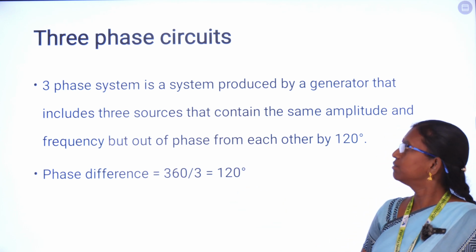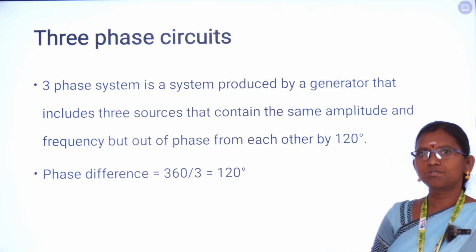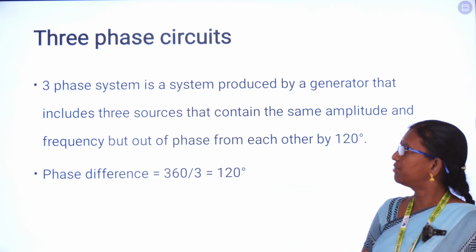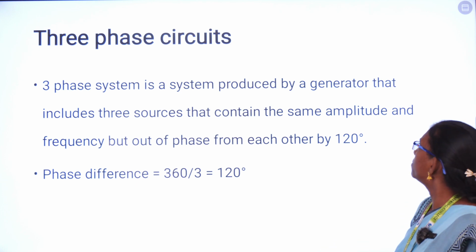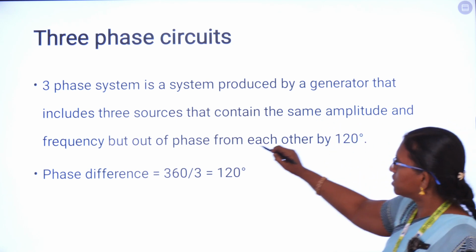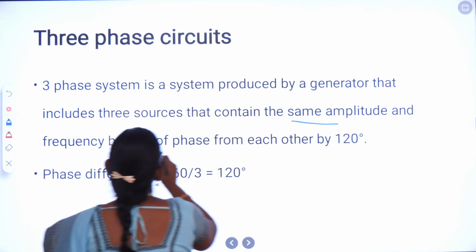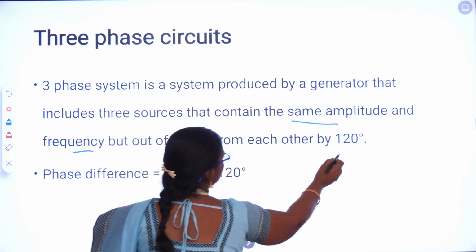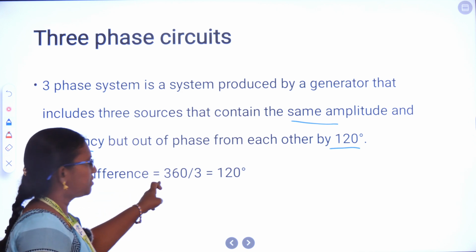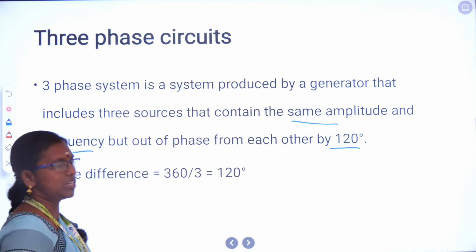We have seen the definition for polyphase circuits, and this is the definition for a three-phase circuit. When there are 3 sources in a circuit or a network, we call that a three-phase circuit. A three-phase system is a system produced by a generator that includes 3 sources with the same amplitude and same frequency, which are out of phase by 120 degrees. As I told you in the previous discussion, if there are 3 phases, they will be displaced by an angle of 120 degrees. So the phase difference is 360 divided by 3, which is 120 degrees between each phase.